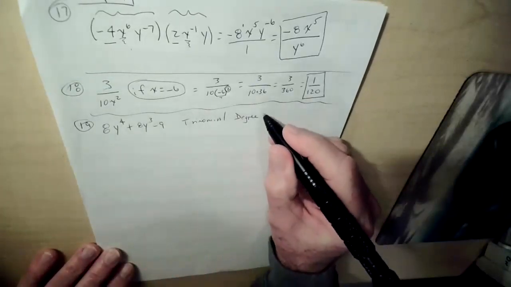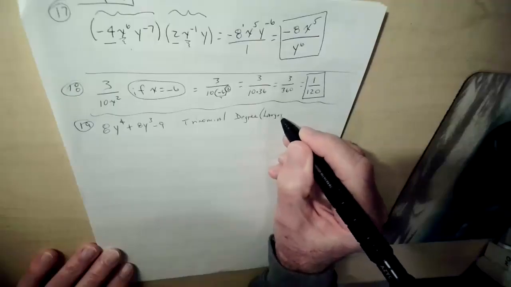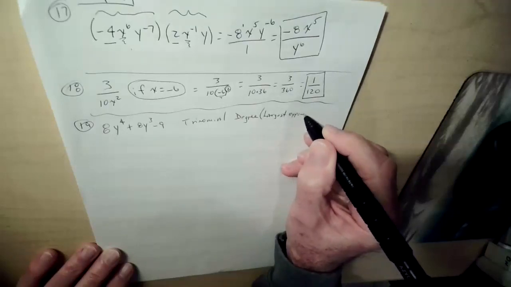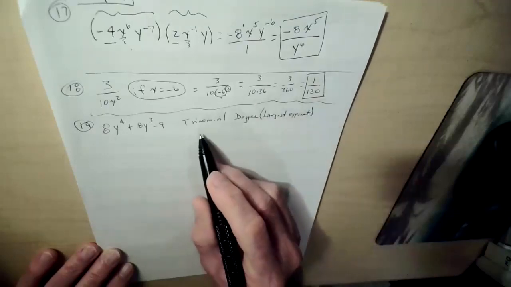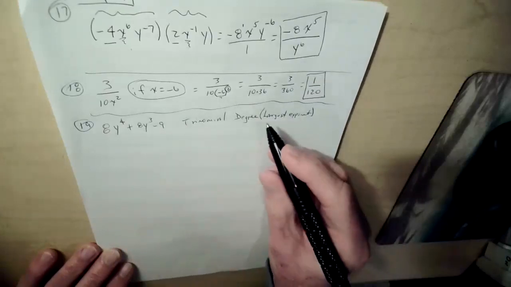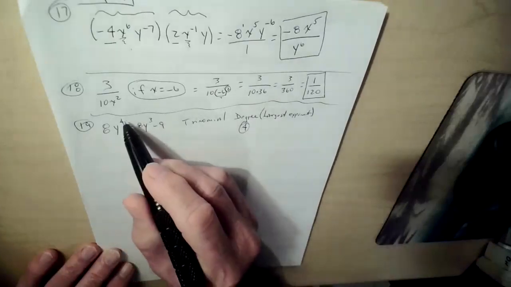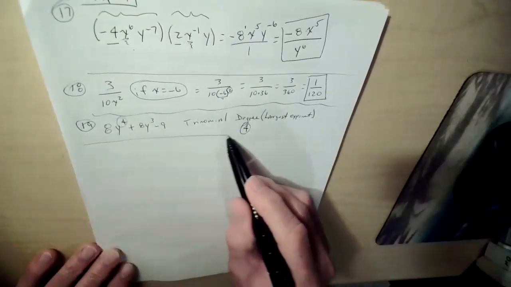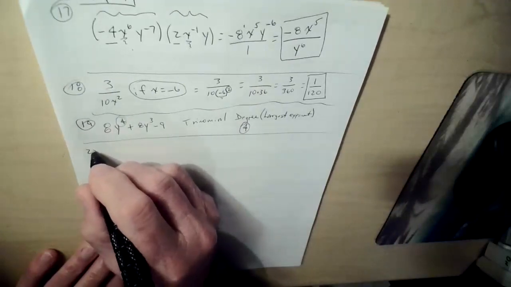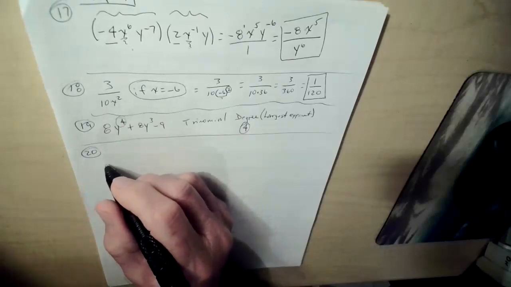Okay, the degree is the largest exponent. So in this case, it's a trinomial, 3 terms, and the degree is 4, the largest exponent. Number 20. Now you're going to look at this and you're going to think, oh my God, I can't do this. It's super simple.